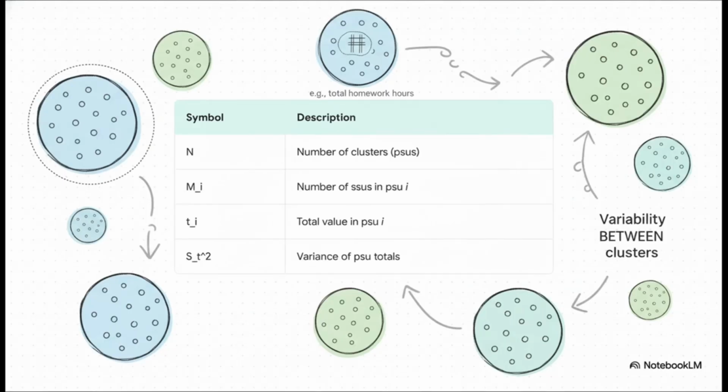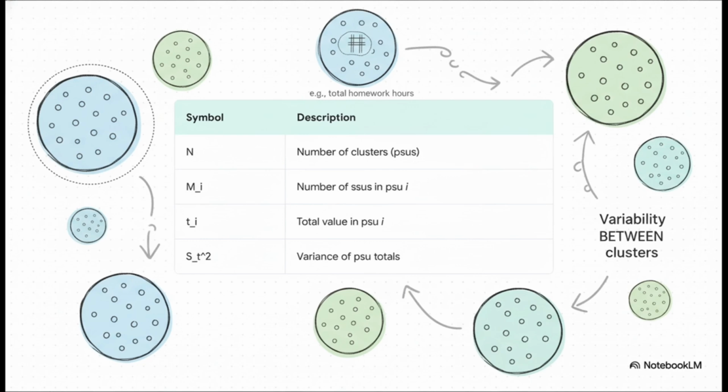Okay, first, let's define the whole population at the cluster, or PSU, level. Capital N, that's easy. It's the total number of classrooms in the whole school. M sub I is just the size of any one classroom. Now, T sub I, this is where it gets interesting. That's the total value for a single cluster. So think of it as the total number of homework hours from all the students in one classroom combined.